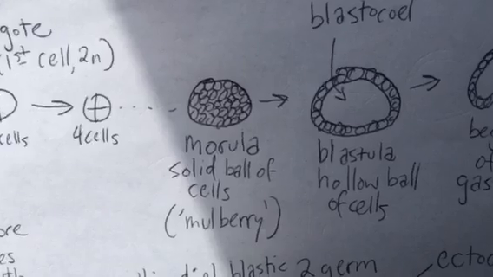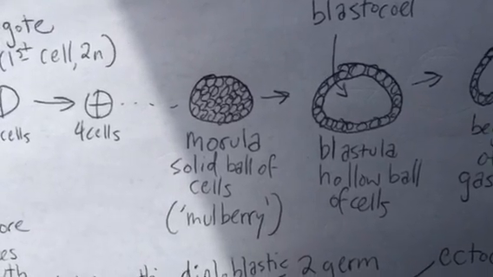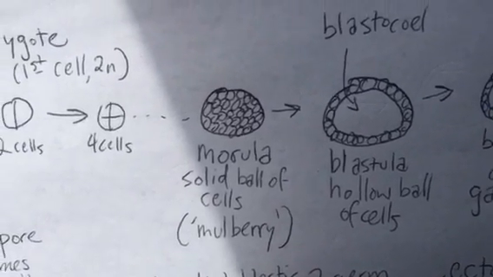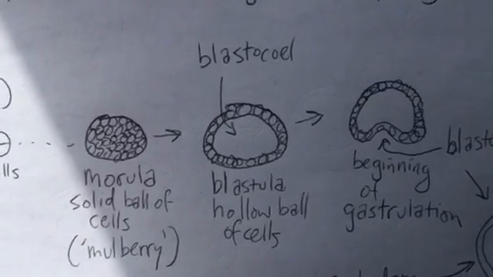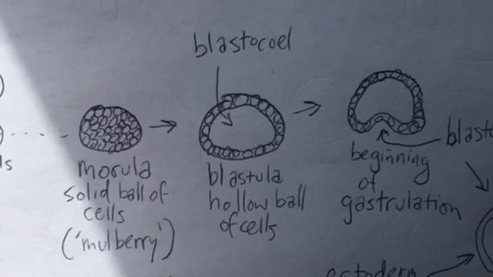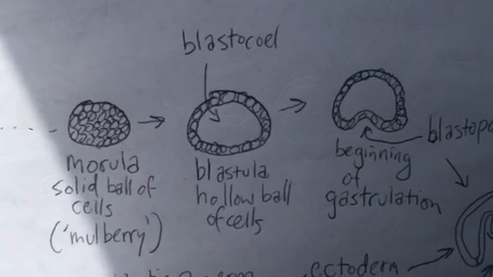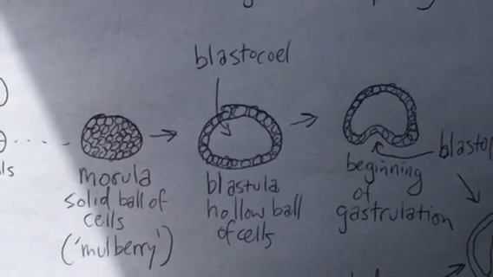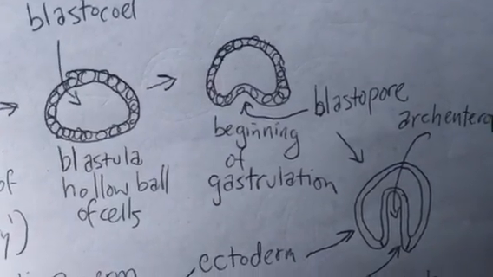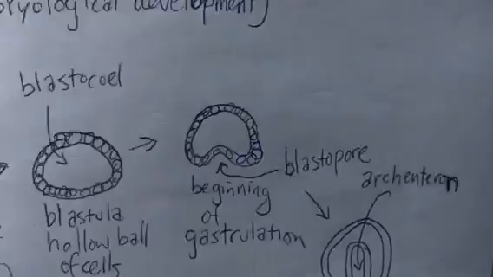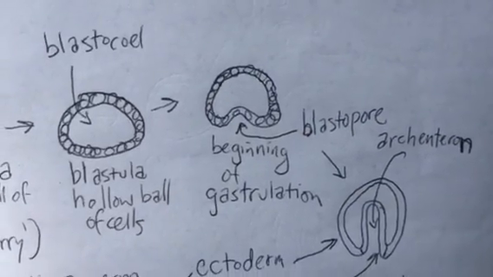It comes to us from the Latin word for mulberry. And then that morula is going to develop into a hollow ball of cells called a blastula. And the space inside the blastula is called the blastocoel. Okay, the next thing that happens is the beginning of gastrulation, going from the blastula to the gastrula.